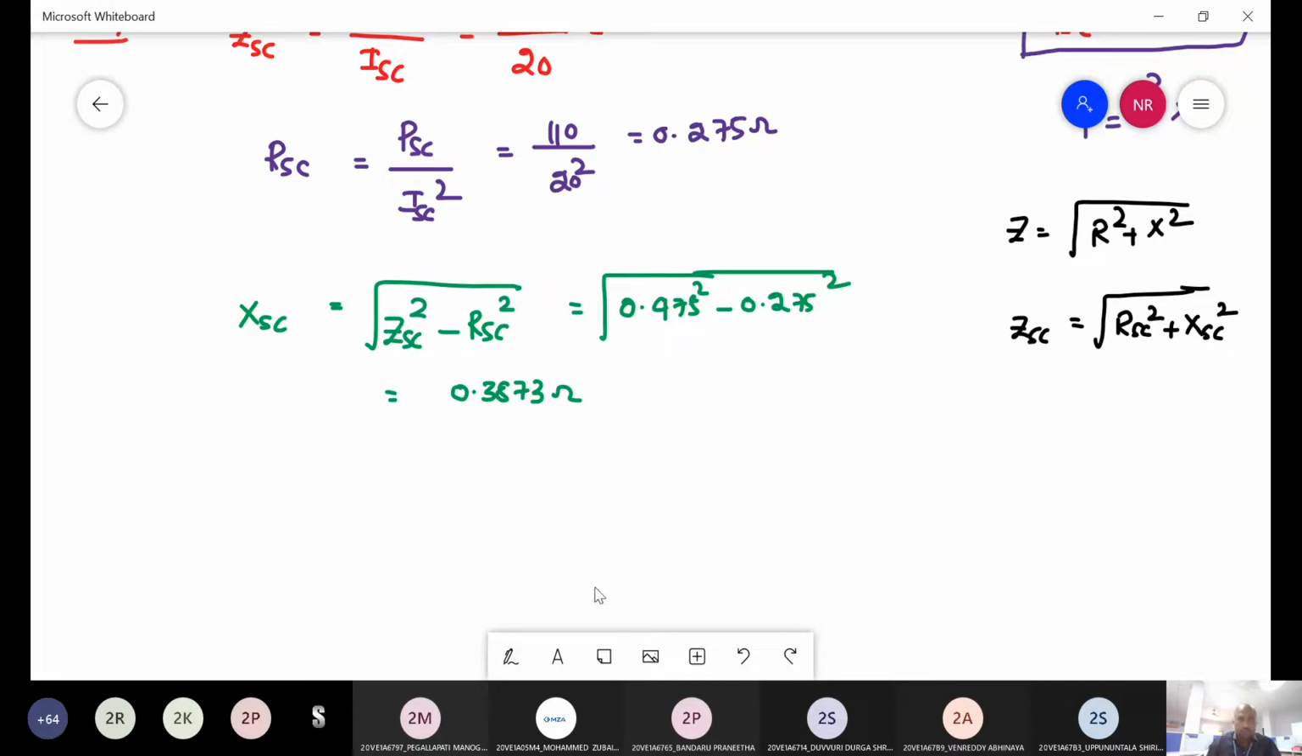Whatever these calculated values ZSC, RSC, XSC are, are they on the primary side or the secondary side? In the problem it is given that the meters are on the HV side. So whatever voltages are given here, 400 by 120, is the HV side the primary side or the secondary side?